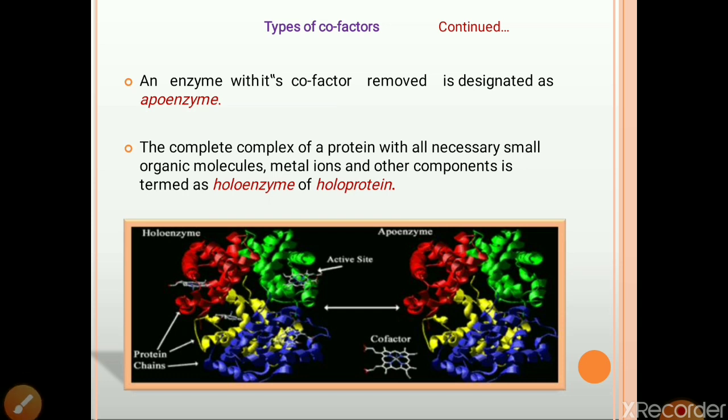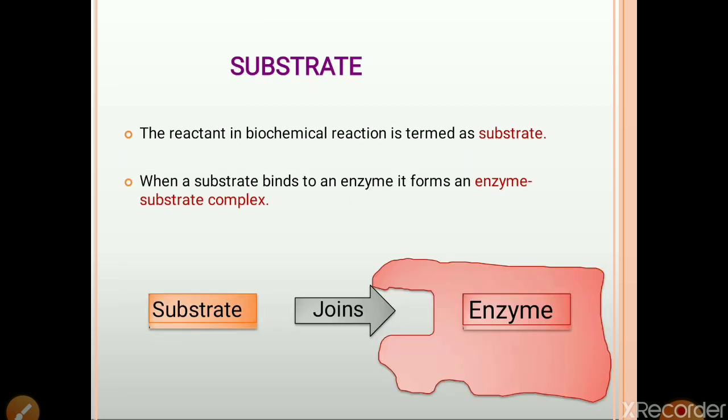The enzyme with cofactor removed is designated as apoenzyme. We already discussed that without cofactor it is called apoenzyme. The complete complex of the protein with all necessary small organic molecules, metal ions and other components is termed holoenzyme or holoprotein. Holoenzyme is made up of enzyme plus cofactor. This is the binding of substrate to the enzyme; the reactant in a biochemical reaction is termed the substrate. When the substrate binds to the enzyme, it forms an enzyme substrate complex, which is later converted into product.